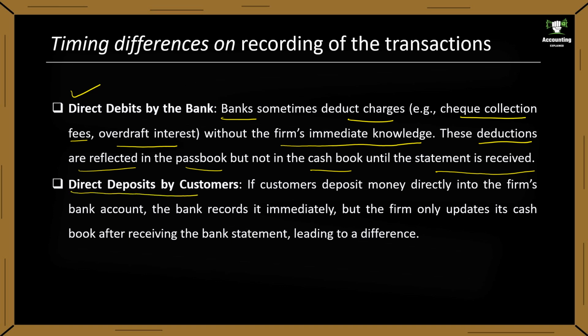Direct debit deposits by customers. If a customer deposits money directly into the firm's bank account, the bank records it immediately. If some of your customers, instead of issuing a check, go directly to your bank and deposit money, or nowadays do a funds transfer, it will be immediately reflected in the bank account. But the firm only updates its cash book after receiving the bank statement or seeing the passbook. This may lead to a difference also.